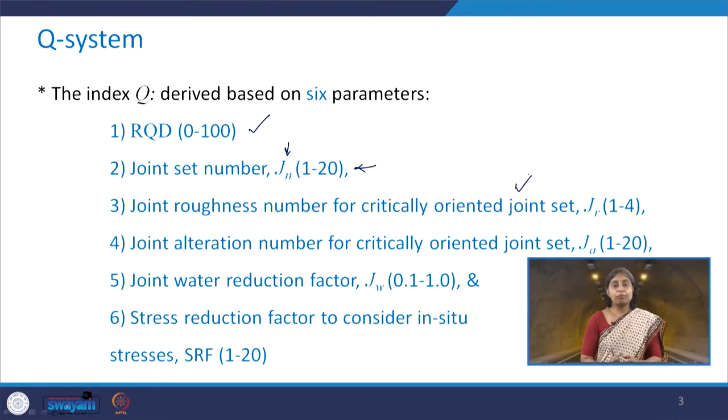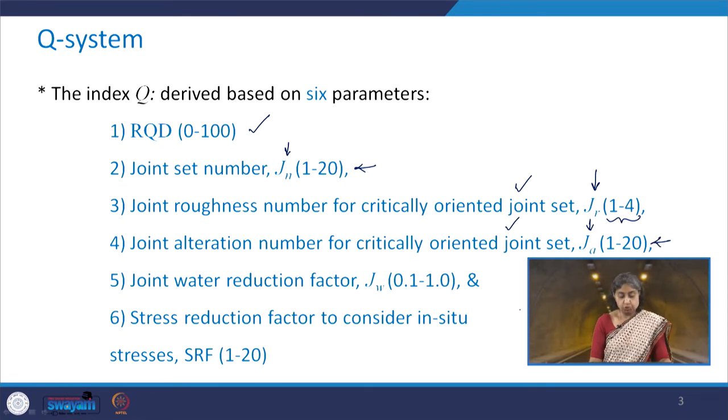So you see that in a rock mass, if you have more than one joint set in the field, then our first task is to identify which joint set is critically oriented. Then we will use the property of that joint in classification of that rock mass. This joint roughness is represented by Jr, and it takes the value between 1 to 4. Then the fourth one is joint alteration number, again for the critically oriented joint set. This is represented by Ja, and it can take the value between 1 to 20.